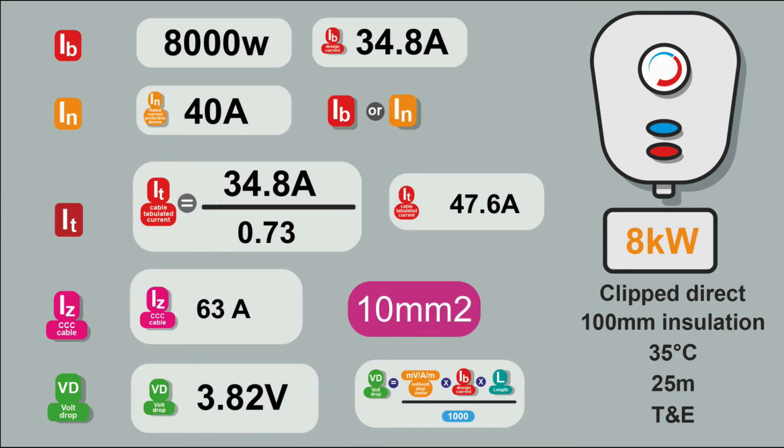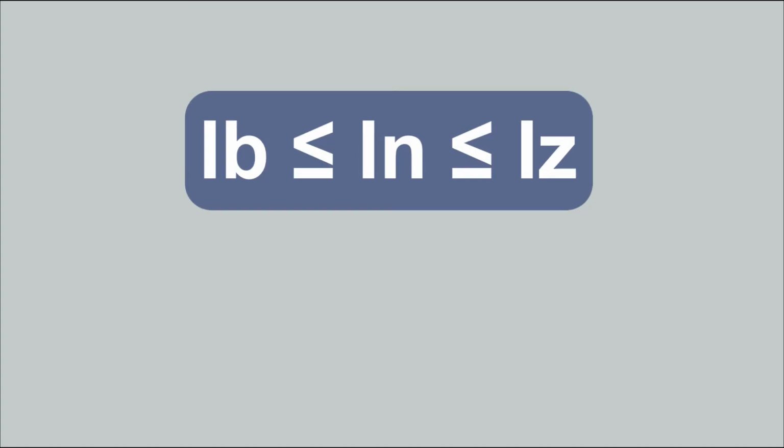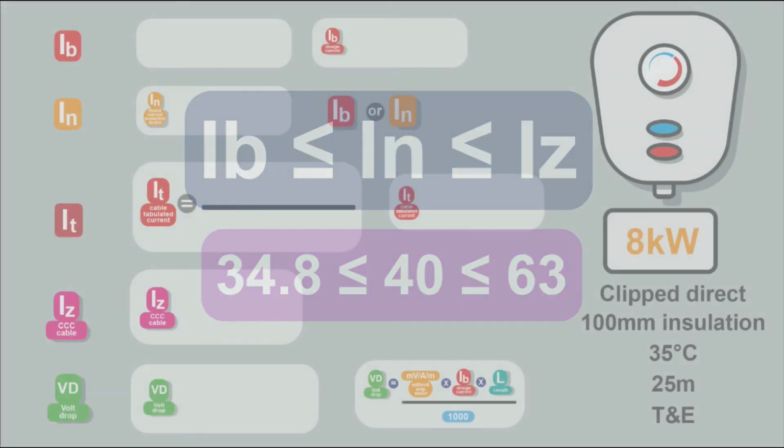And as we recall, the maximum volt drop is 5%. The volt drop is 3.82, which is below the maximum of 11.5 volts. So this cable looks good. So we have good coordination. The design current is less than the rating of the protected device, and the protected device is less than the current carrying capacity of the cable.